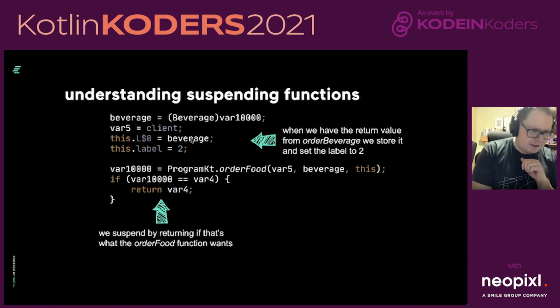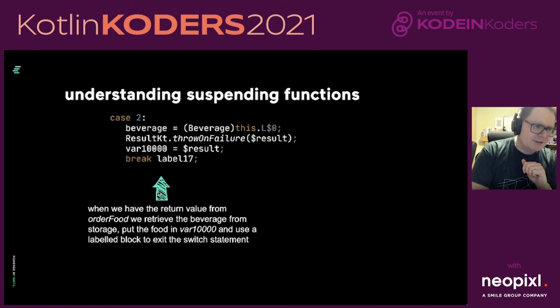So we'll take the beverage and we'll store it inside a field of the continuation, and then we'll go out and order some food. And again, the value that comes back is stored in this special variable var 10,000. And if that's equal to the magic value that says we should suspend, then we return. Again, a suspending function is just a function that returns and gets restarted. So let's say our order breakfast function is called again, and this time the label is 2. So we'll get out the beverage, we'll get out the result of calling order food and put it into var 10,000, and then we'll say break label 17, okay?